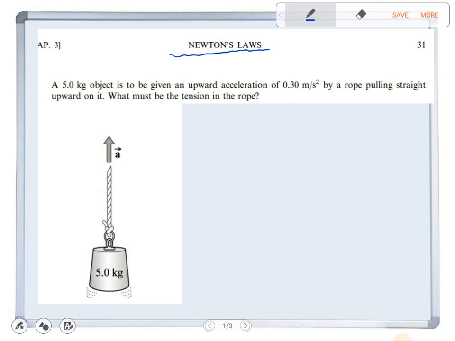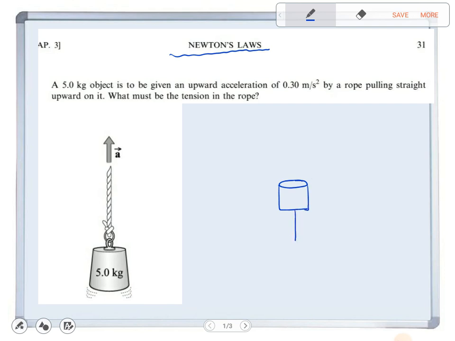Now we need to apply Newton's second law of motion in order to answer this question properly. But before we go anywhere, let us draw a free body diagram because it's quite important in every physics problem. If you are required to draw a free body diagram, do so. Alright, so this is our object, right?